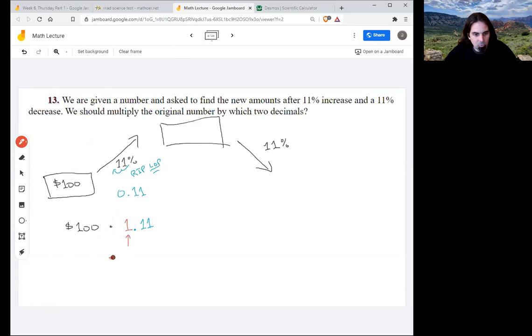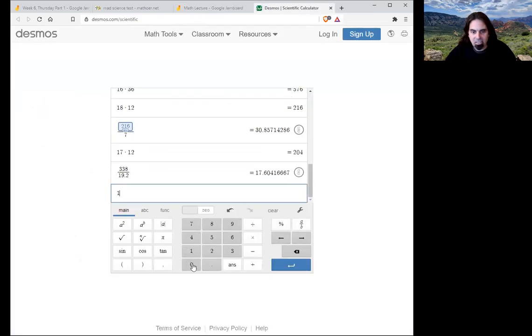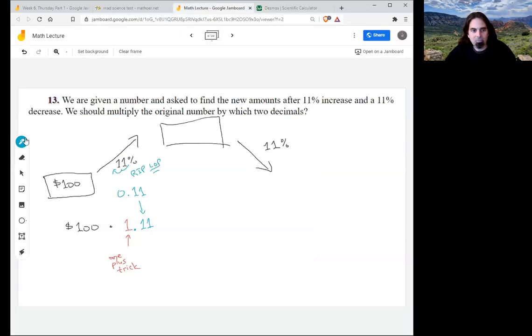So that 1 is from the 1 plus trick. And the 0.11 is from the rip-lop of the 11%. Now, if I do 100 times 1.11, I get the 111 without the 100 vanishing. So that's one of our answers is 1.11.